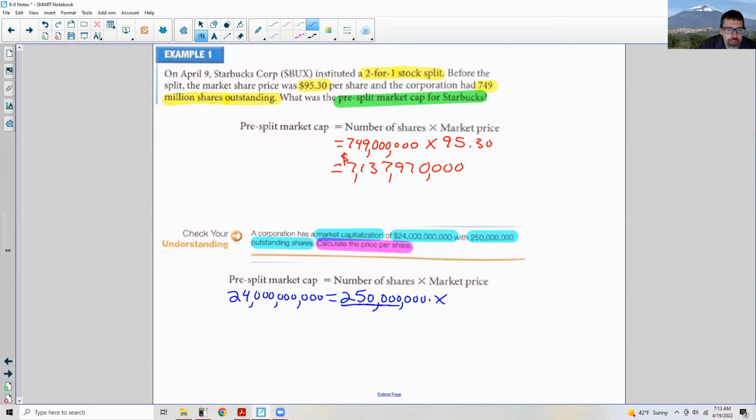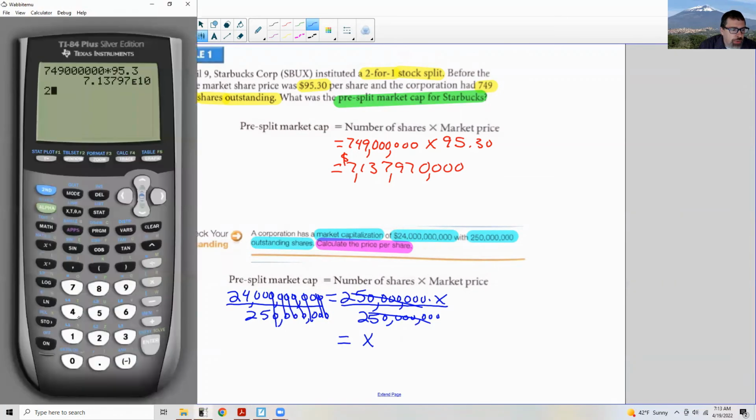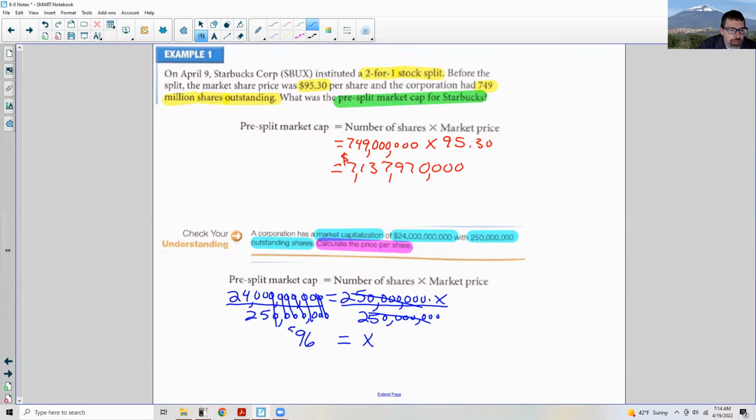To get the market price, we divide both sides by 250,000,000. These will cancel, leaving us with our market price. I'm just going to be careful here and cancel zeros, since it's easier to put in your calculator. So 2400 divided by 25 comes out to be $96 per share. And that's the check your understanding.